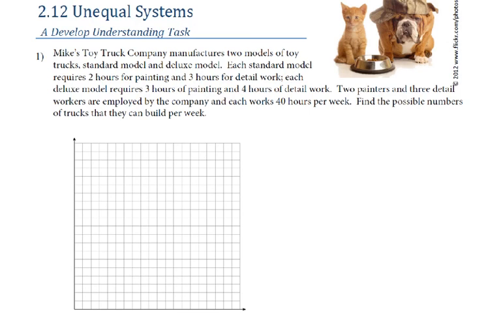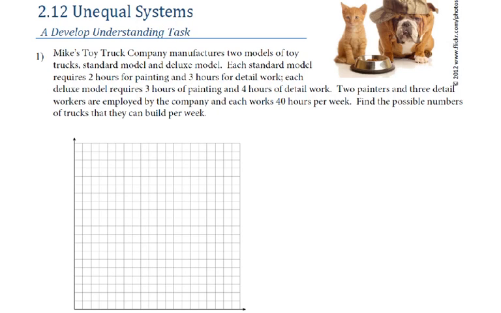Mike's Toy Truck Company manufactures two models of toy trucks, standard model and deluxe model. Each standard model requires 2 hours for painting and 3 hours for detail work. Each deluxe model requires 3 hours of painting and 4 hours of detail work. 2 painters and 3 detail workers are employed by the company, and each works 40 hours per week. Find the possible number of trucks that they can build per week.